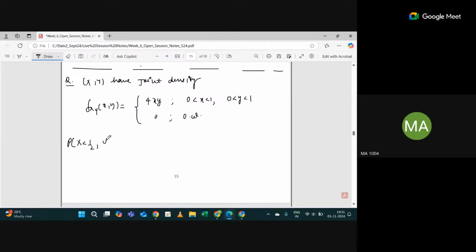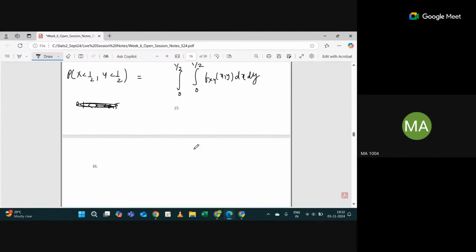What is the probability that x is less than half and y is less than half? That means what do I have to do? I have to integrate 0 to half for both cases, right? Because if the lower limit is not given, that means I have to take the lowest from here. If it had been written 0.1 to 0.5, then you would integrate 0.1 to 0.5. And it will be f(x,y) dx dy, whatever the answer will be. Now the same thing.